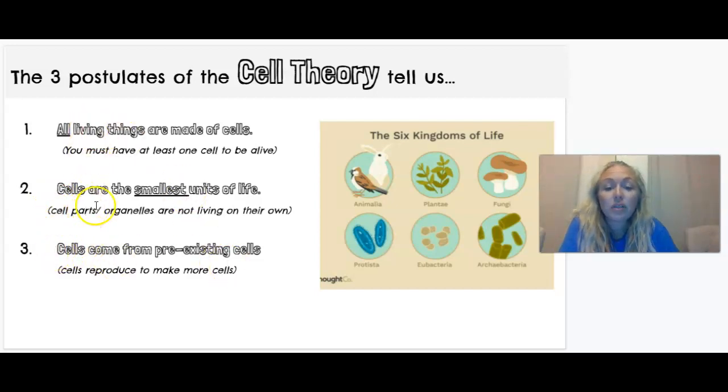Today we're going to focus on these first 2 things. So if it's living, it has to be made of a cell. And anything smaller than a cell is not considered living on its own. What that means is, like here you can see this is one cell. It's a protist, it's an organism. The little things that make up that cell, if they're just by themselves, they're not considered living things, even though they're part of a living thing.